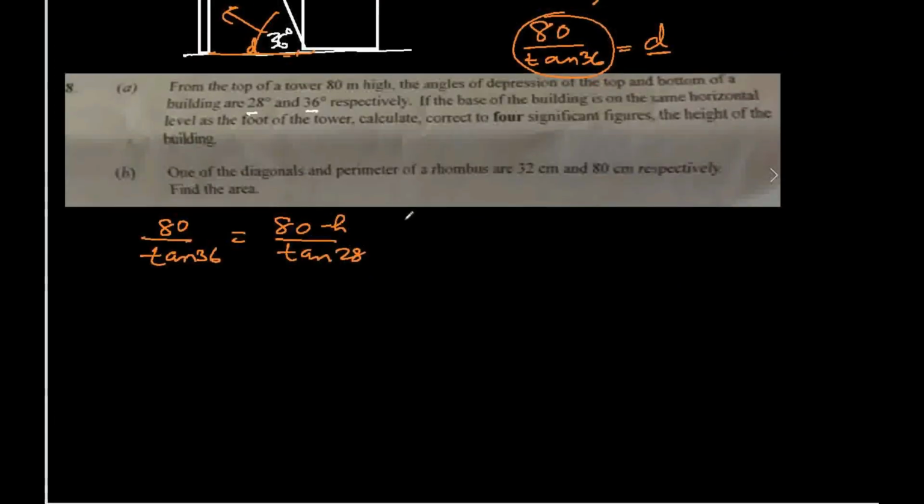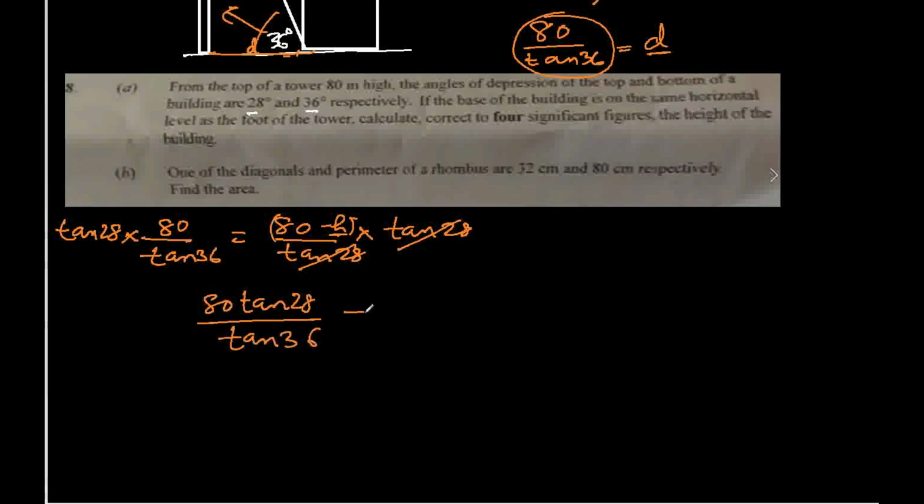Yes. And now we can find the height of the building. h is here, the only unknown. We'll just manipulate this now. Tan 28, I multiply here with the whole thing, and I also multiply here by tan 28. I'm not evaluating tan 28 and tan 36 as of now because I want an accurate answer. So we get 80 times tan 28 over tan 36 equal to 80 minus h. Only this thing is left here.